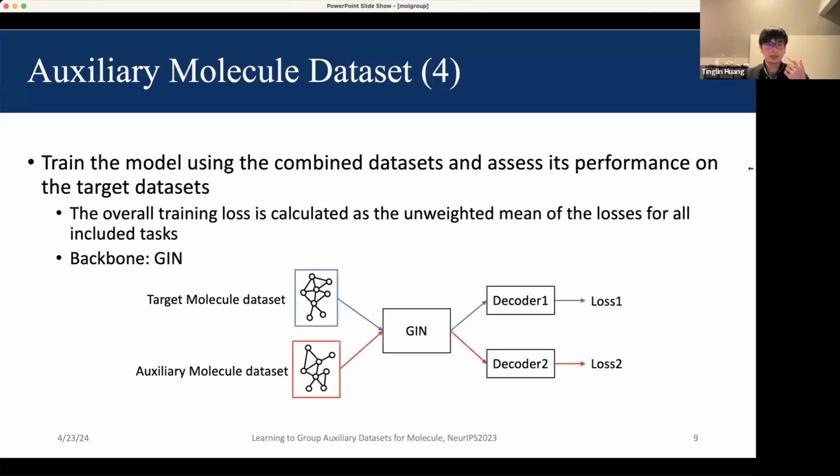Here's the architecture we use in this study. Given a pair of datasets, one is the target dataset and the other is the auxiliary dataset. We use a specific decoder for each dataset because they have different tasks, but the encoder is shared across the different datasets. Here we use GIN as the backbone model.